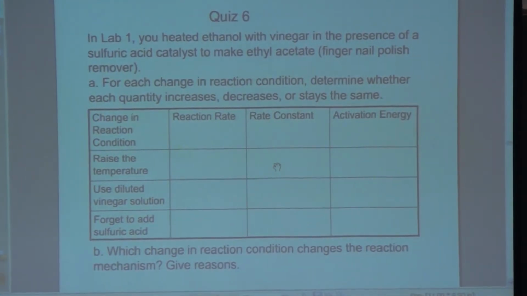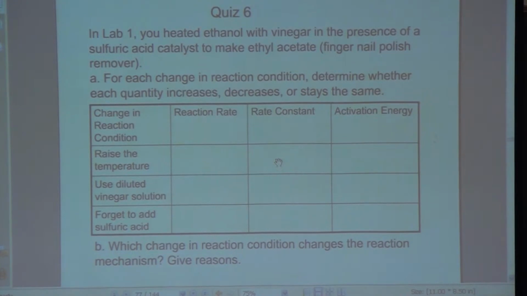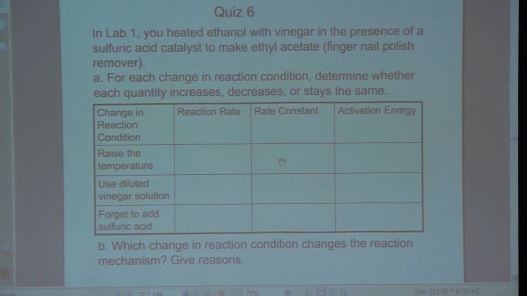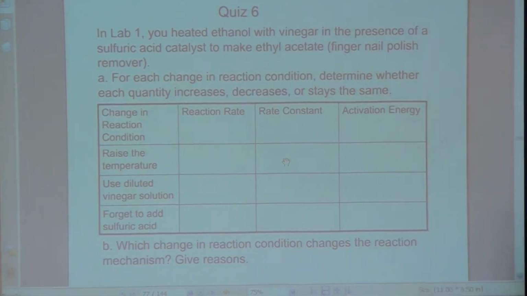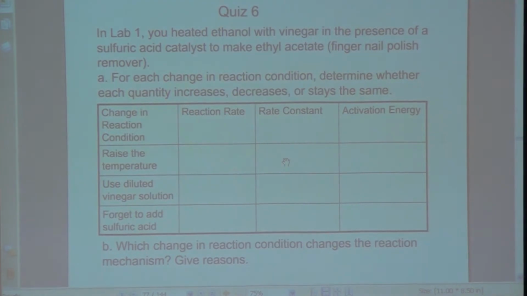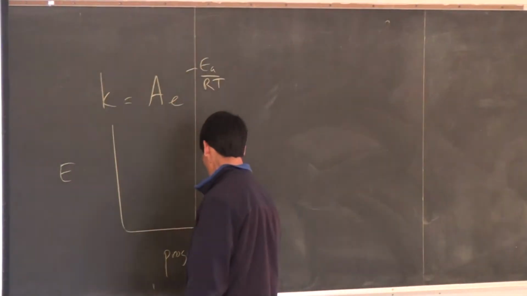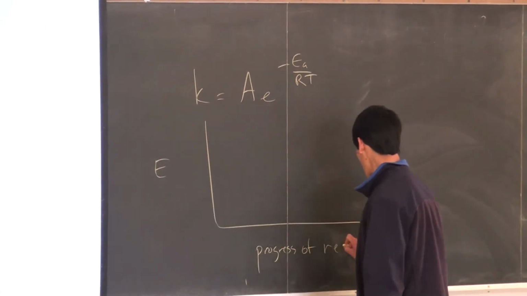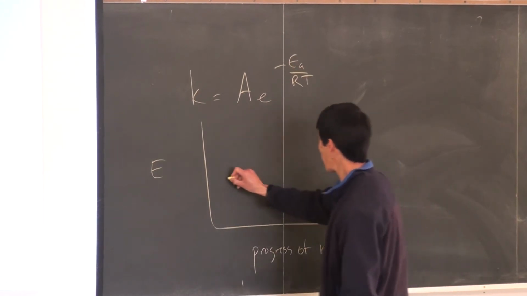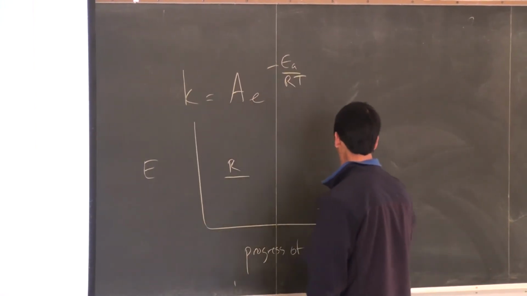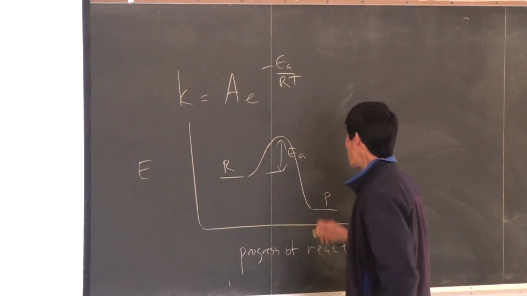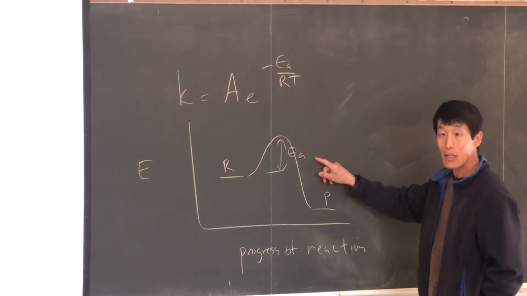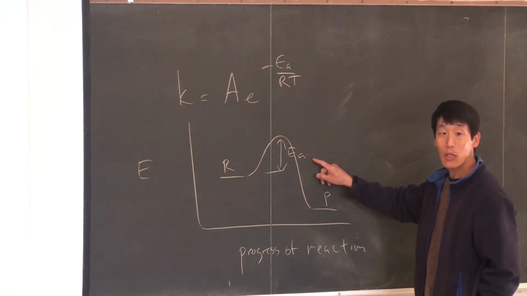Okay. What happens to the activation energy of this reaction when you raise the temperature? Does it increase, decrease, or stay the same? Yeah, it should stay the same. Again, when we look at our energy level diagram, we plot energy versus the progress of reaction. If these are our reactants and these are our products, this is our activation energy. So it doesn't matter if we change the temperature, the activation energy should be the same.